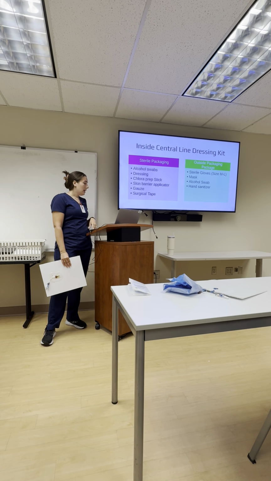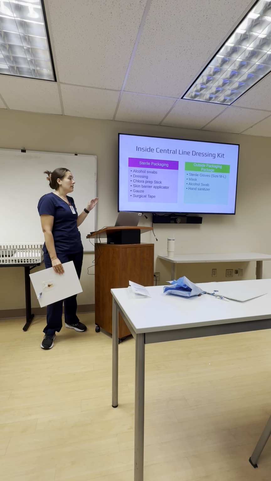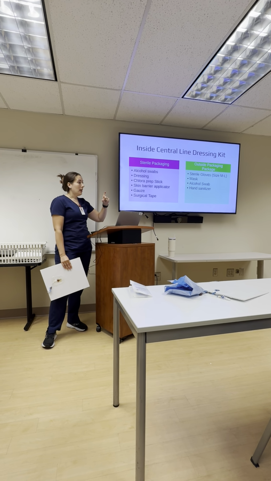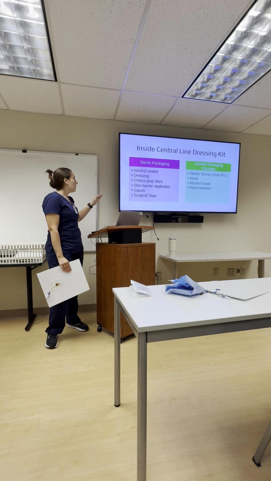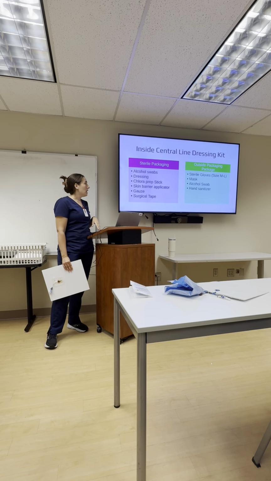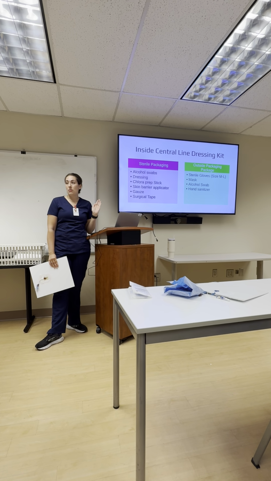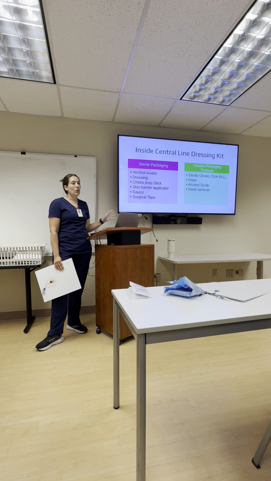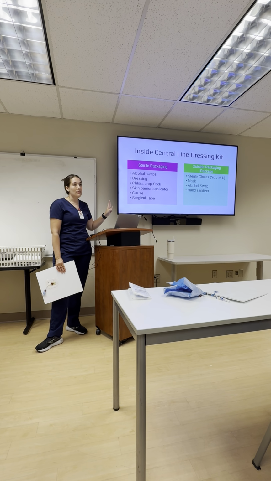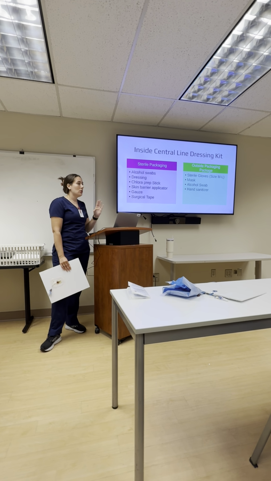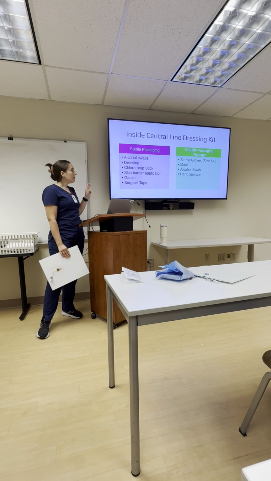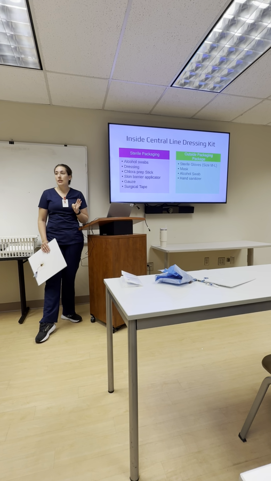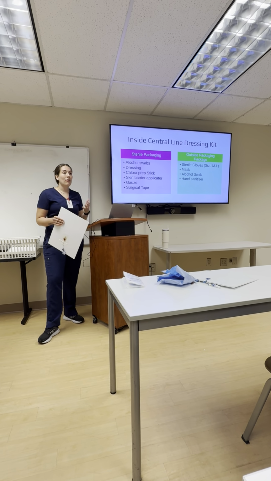Inside the central dressing kit, we have alcohol swabs, a dressing with the CHG impregnated square, chloroprep stick, skin barrier applicator, gauze, surgical tape, outside packaging. The sterile gloves are size medium to large, so if you have bigger or smaller hands, you can grab your own gloves. I know a lot of people like to have their own gloves anyway. There's a mask for you and the patient, alcohol swabs, and a hand sanitizer for in between taking the dressing off and putting it back on.